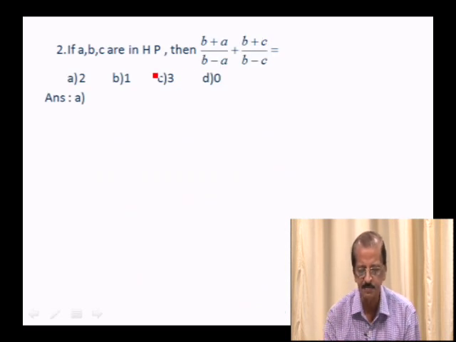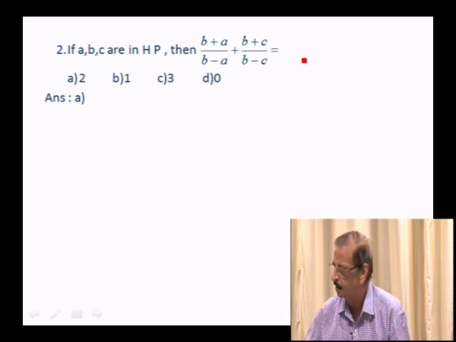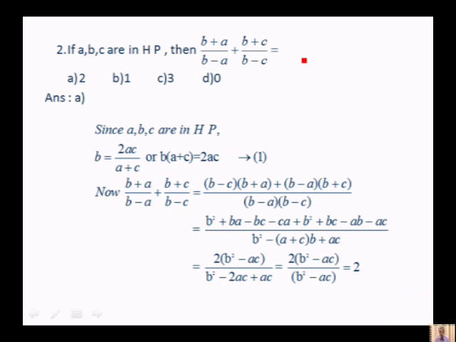If A, B, C are in HP, then B plus A over B minus A plus B plus C over B minus C is equal to, here I simplify B plus A over B minus A and B plus C over B minus C. Then you get B square minus AC in the denominator. But A, B, C are in HP, therefore, B is 2AC over A plus C, or B into A plus C is 2AC. The important thing is you have to replace A plus C into B by 2AC here. If you replace that, you get 2 into B square minus AC over B square minus AC, which is equal to 2.